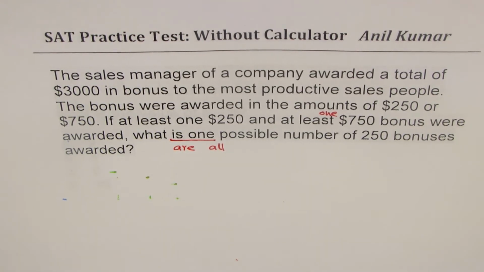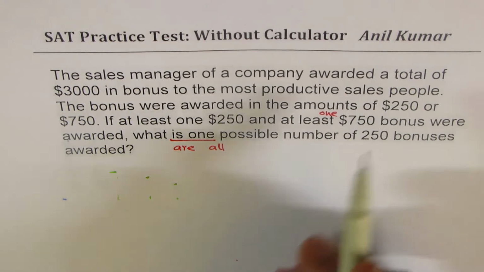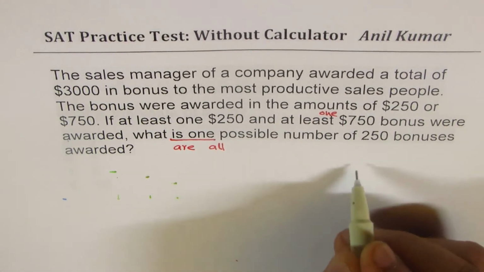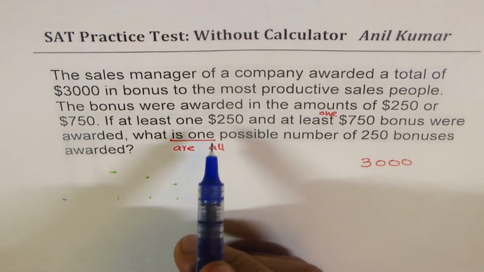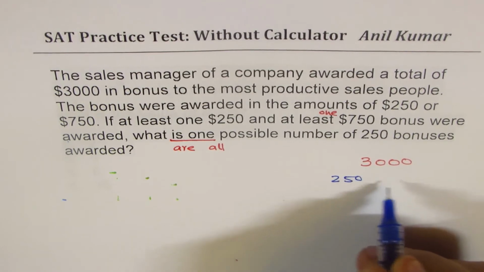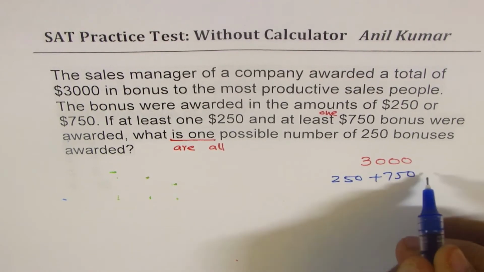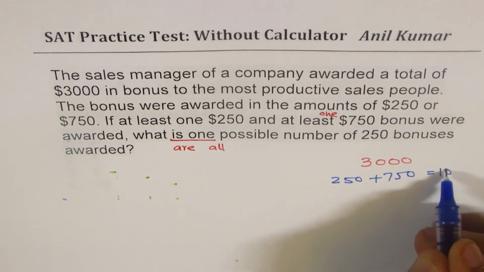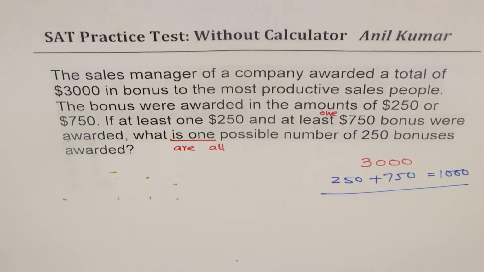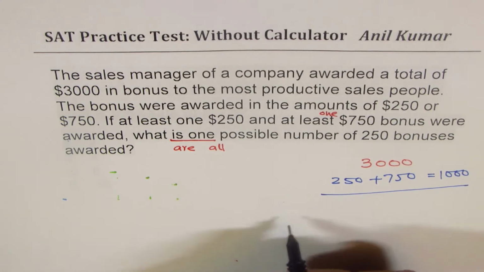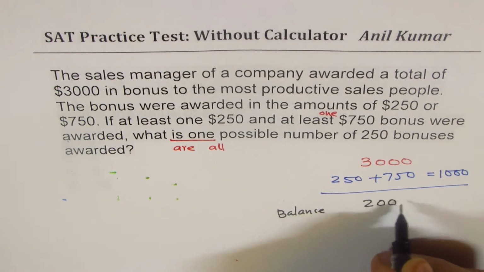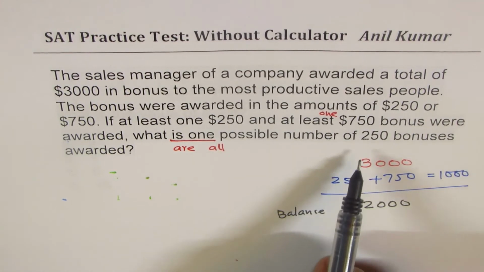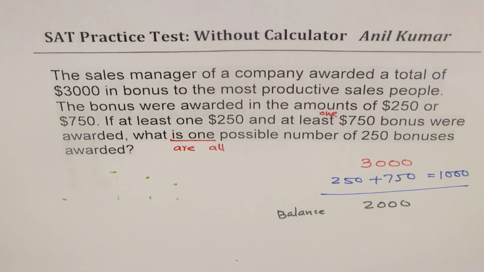So let's try to understand this question. So first we have to provide them with $3,000. And we are also given that it is a must to give one 250 plus 750, right? So that makes it 1,000. So when we take away 1,000, we get a balance of 2,000, right? So we have a balance amount of 2,000, correct? Where we could give a combination of 750 and 250.